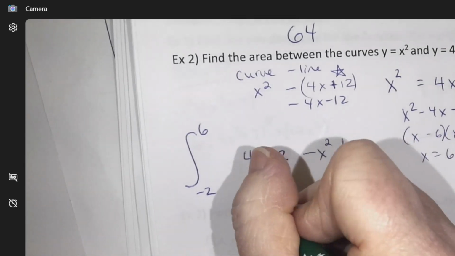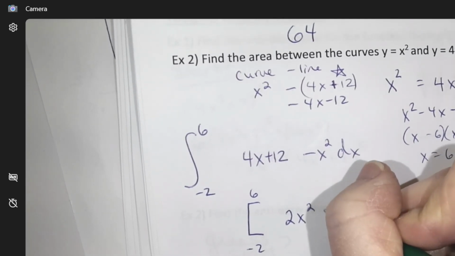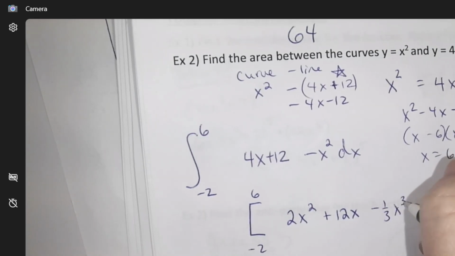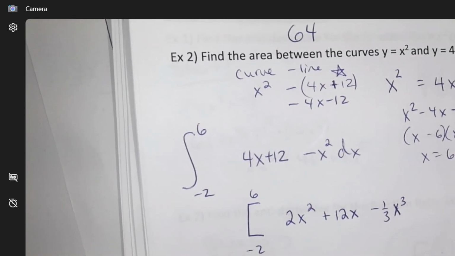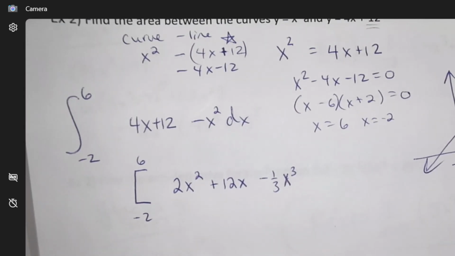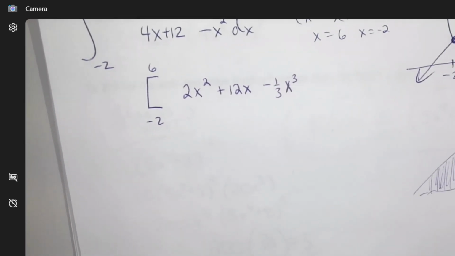Okay, go ahead. Give me the antiderivative. So go up, divide. Okay, this whole thing you're going to have to plug a 6 into, and then you're going to have to also plug a negative 2 into.